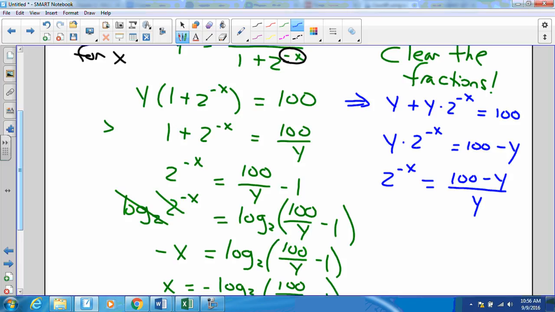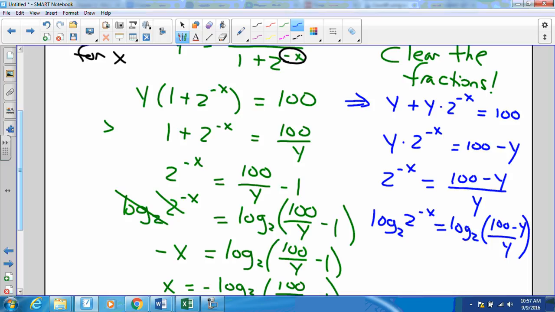Keep going, and now we've hit the same point we did last time. I've got 2 to the negative x. I need to solve for x, so I need, what's our I word? An inverse, and the inverse of the exponential is the log, specifically log base 2. So, tell me how it goes. Log base 2 to the 2 minus x equals log base 2 of 100 minus y.